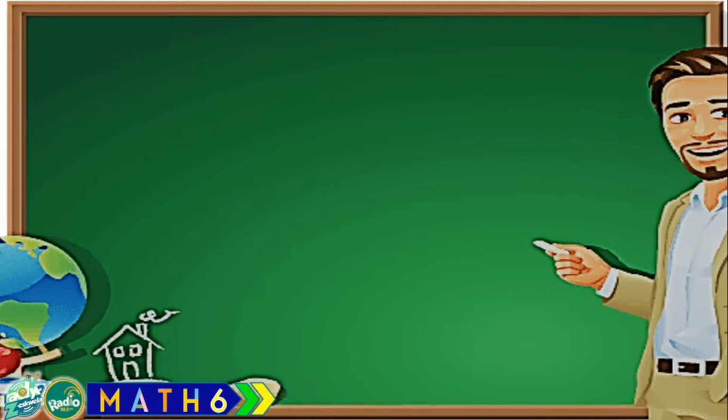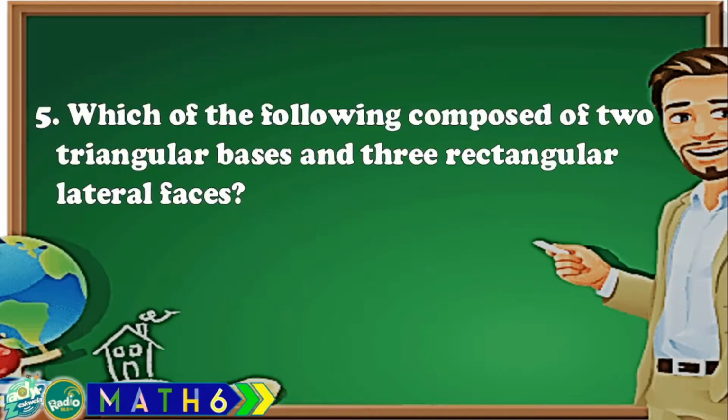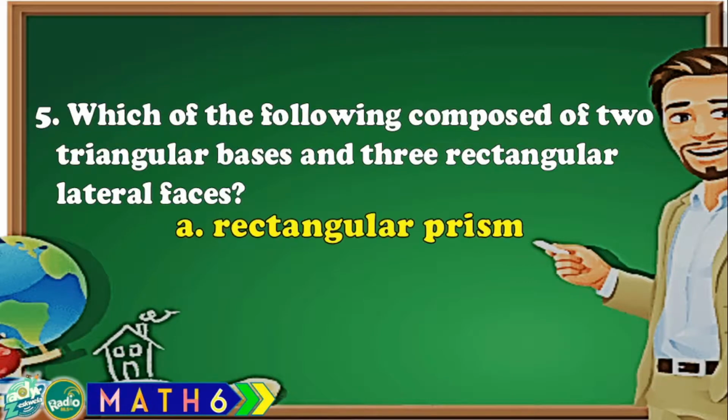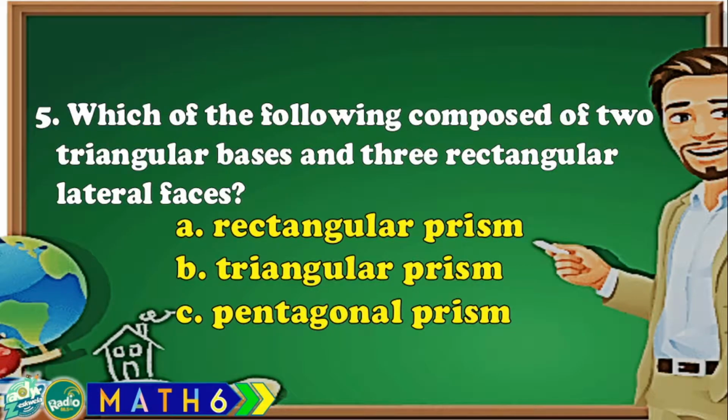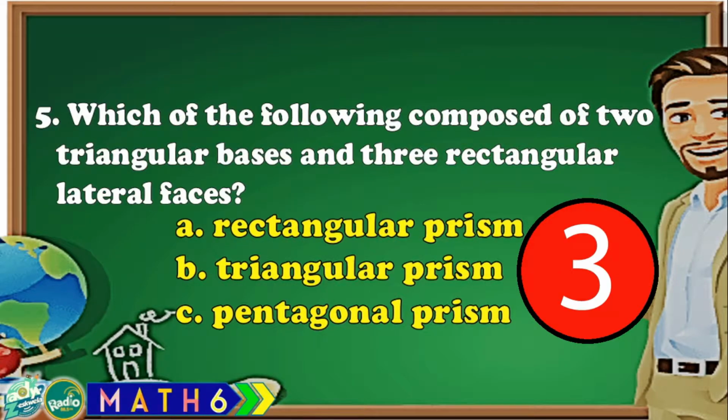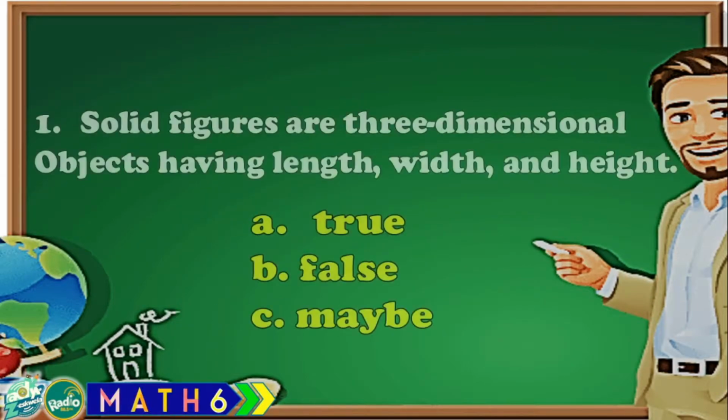For the last number 5, which of the following is composed of two triangular bases and three rectangular lateral faces? A. Is it rectangular prism? B. A triangular prism? Or letter C. A pentagonal prism? Time's up! Let's check your answers.